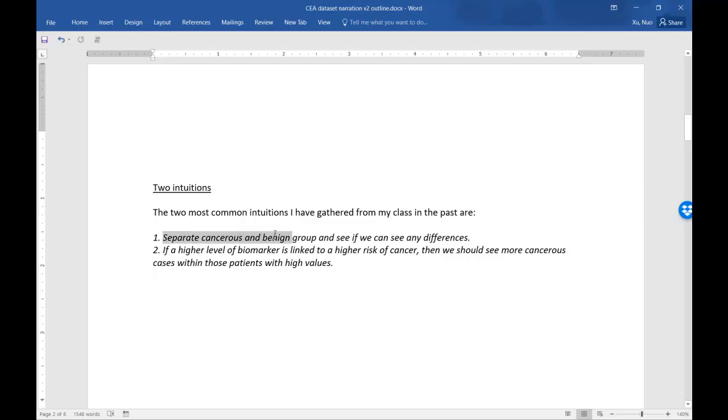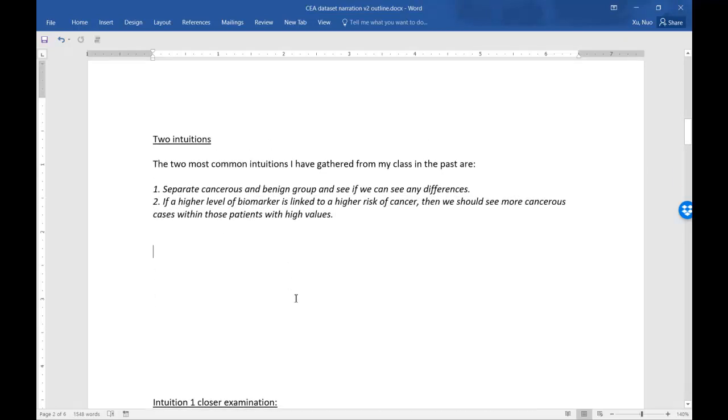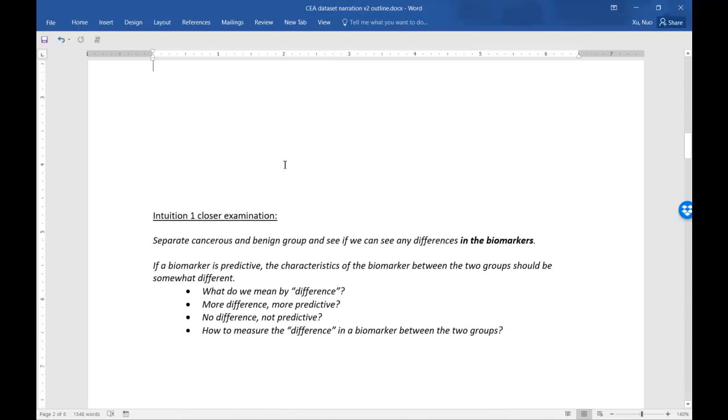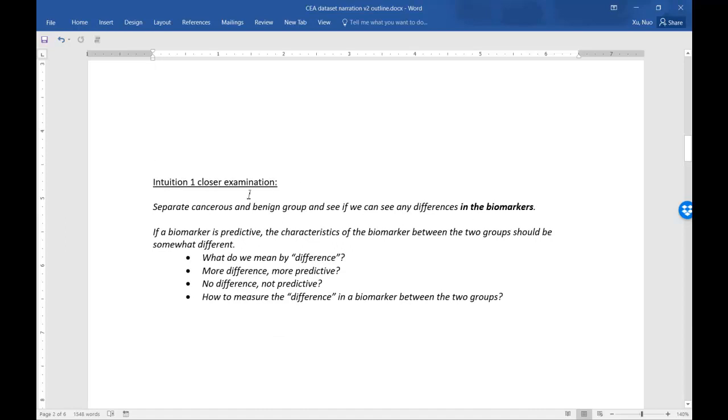The first one is to separate cancerous and benign groups and see if we can see any differences. The second intuition is, if a higher level of a biomarker is linked to a higher risk of cancer, then we should see more cancerous cases within those patients with higher values. Let's pursue these two intuitions and see how far they can get us in this lecture. Now, let's get a closer look at the first intuition. Separate cancerous and benign groups and see if we can see any differences. Of course, we mean the differences in the biomarkers. Further, if a biomarker is predictive, then the characteristics of the biomarkers between the two groups should be somewhat different. So that's the essence of our first intuition.